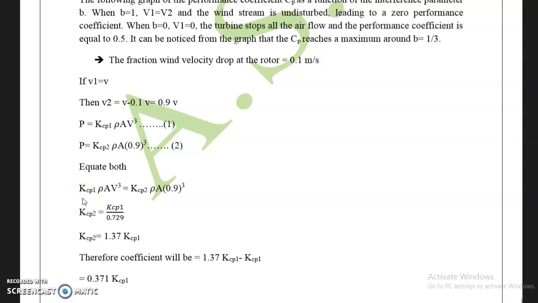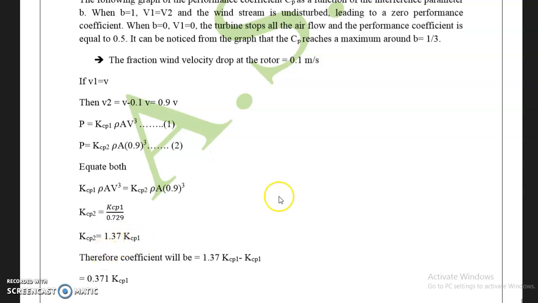KCP1 rho A V cubed will be equal to KCP2 rho A (0.9 V) whole cube. Only 0.9 V cubed. So rho, A and V will be cancelled out. That's why we are not putting in values in this question. And after all the calculations, KCP2 comes out to be 1.37 KCP1.